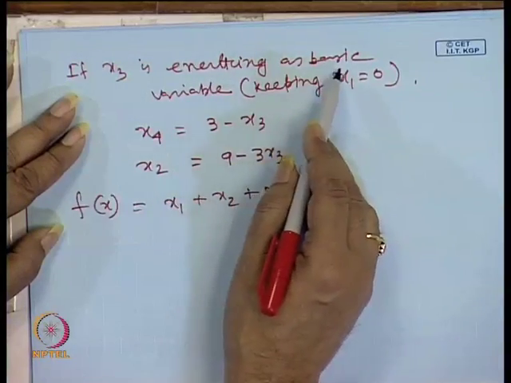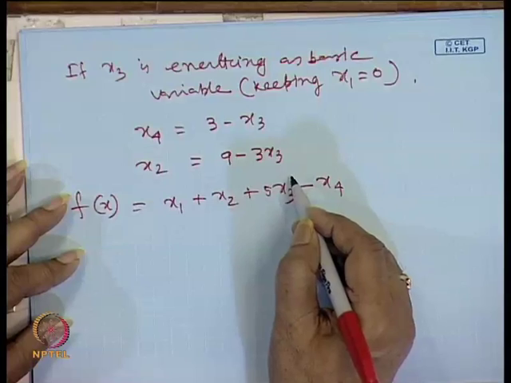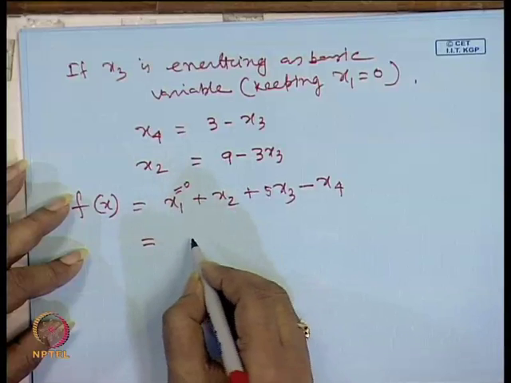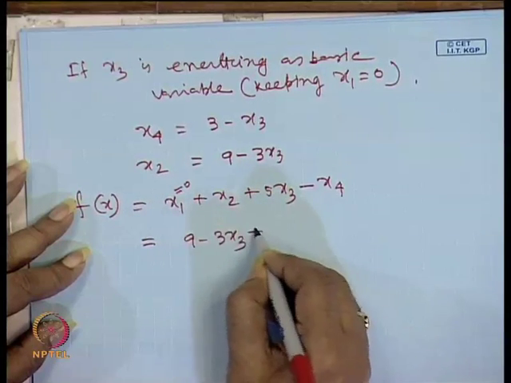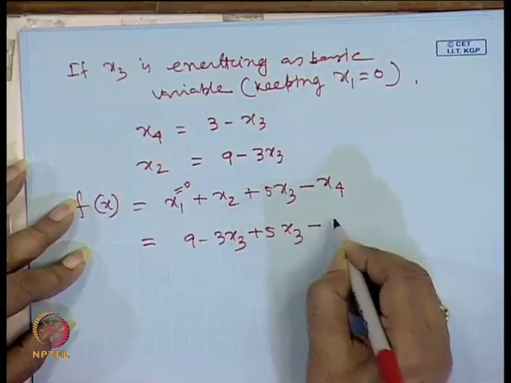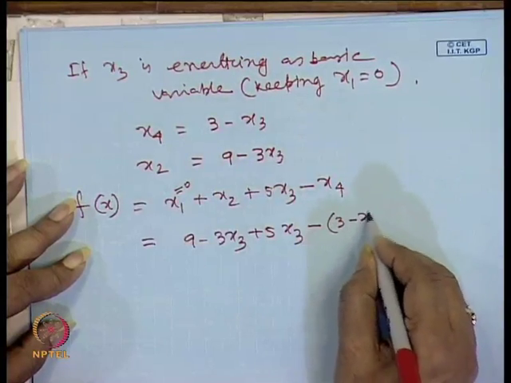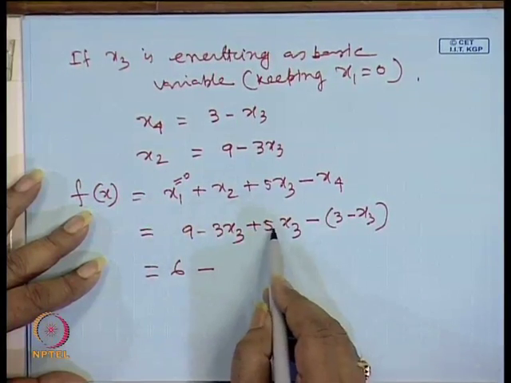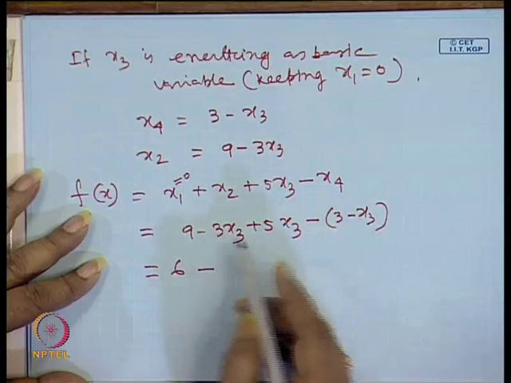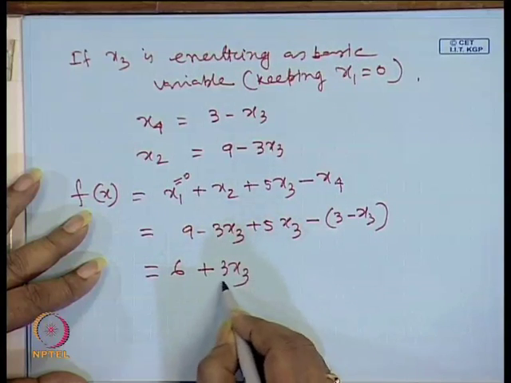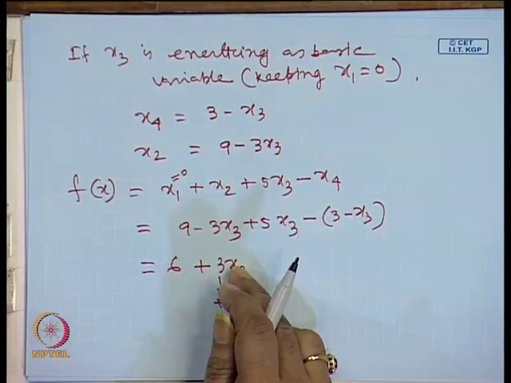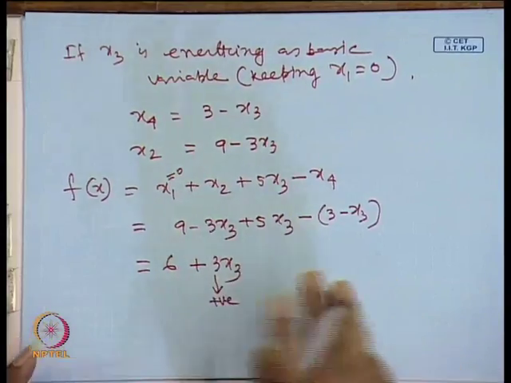So x3 is now entering as a basic variable, that value is not equal to 0, and x1 is now 0. If you put it in, x2 is 9 minus 3x3, plus 5x3, minus x4, which is 3 minus x3. If you simplify this, it is 6 plus x3. So this reduction coefficient is positive. If x3 goes from the non-basic value 0 to some positive value, the function value is increasing. So what is your conclusion?